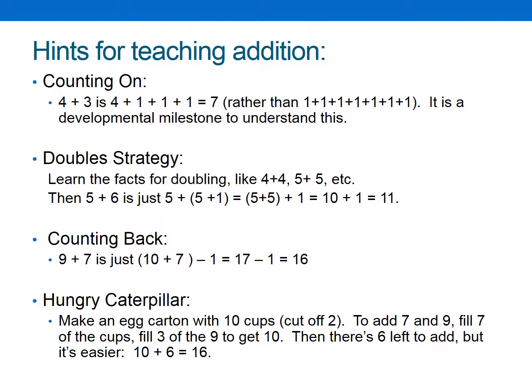So if I wanted to find 9 plus 7, I'd find 10 plus 7 and take 1 off because I did one number too big, 10 instead of 9. You could do something similar with 11 or 8.